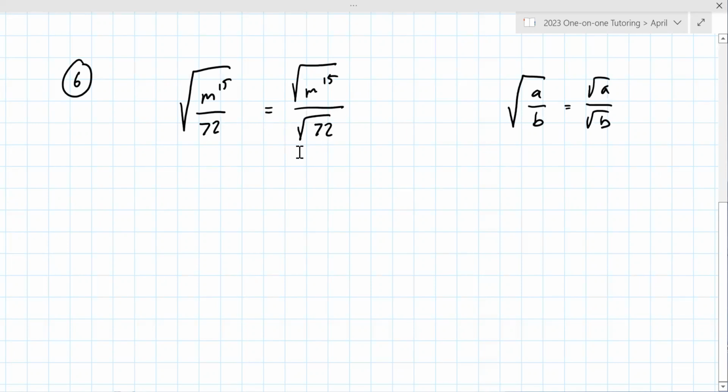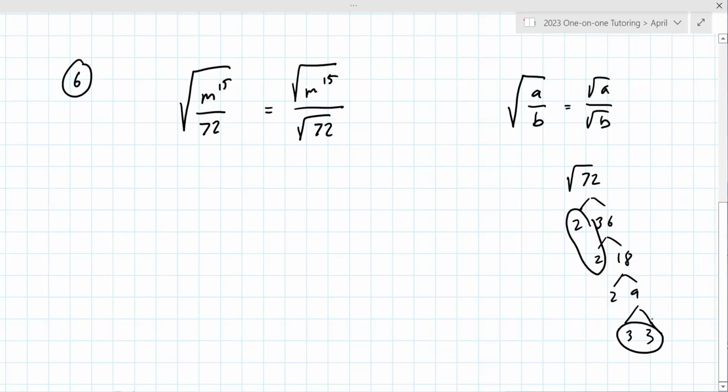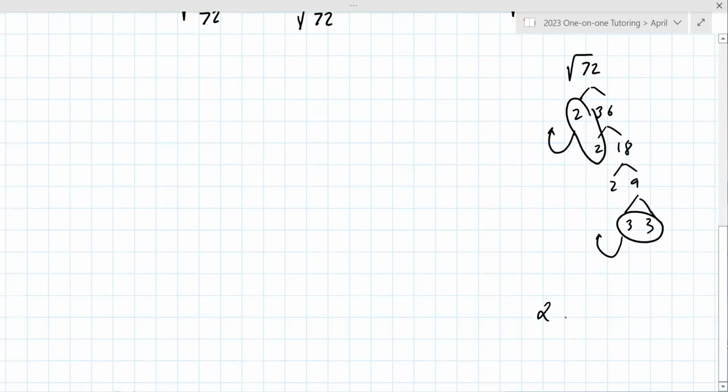Okay, now on the bottom here, I think we've done this a number of times: 2 and 36, 2 and 18, 2 and 9, 3 and 3. You can bring out a pair of 2s. You can bring out a pair of 3s. So that's a 2 out, 3 out. It becomes 2 times 3 on the outside, square root of what's left over on the inside, which is a 2. So 6 root 2 like that. Please let me know if any of this needs some more explanation.